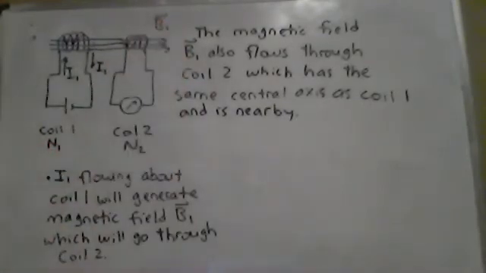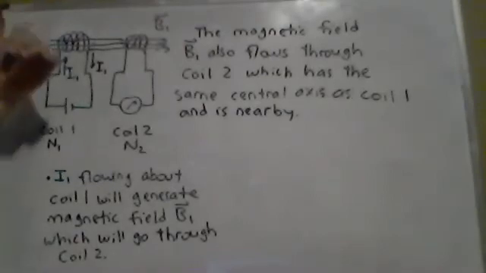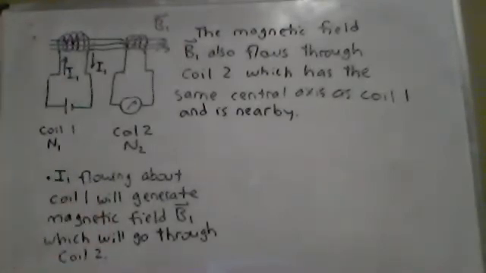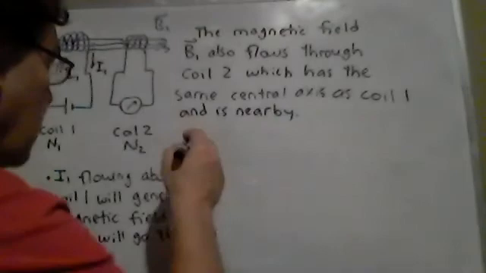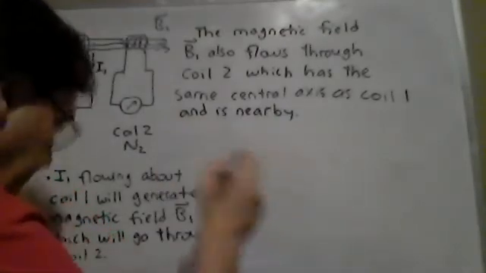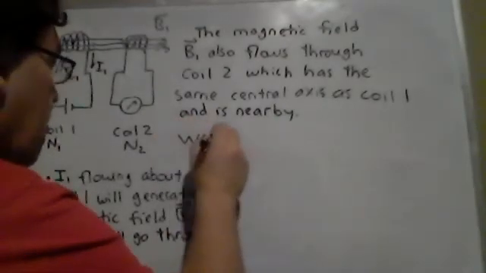All right, so again, I have a current I1 caused by the battery in coil 1. That current is going to cause a magnetic field B1, and that magnetic field is also going to go through coil 2. So again, coil 2 experiences a magnetic flux. We can define what's called a mutual inductance.